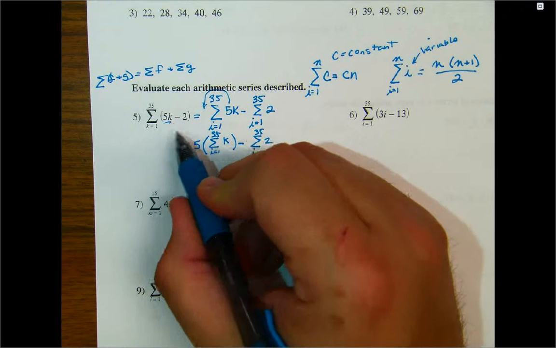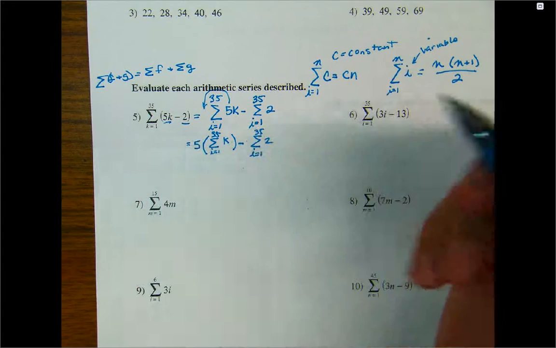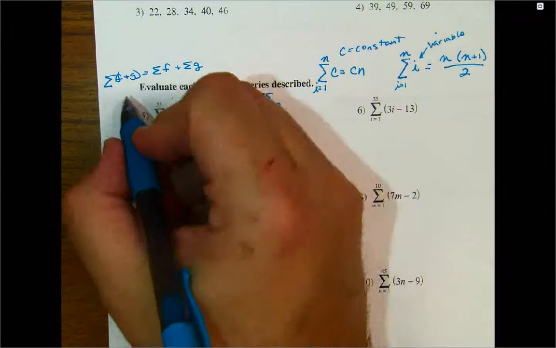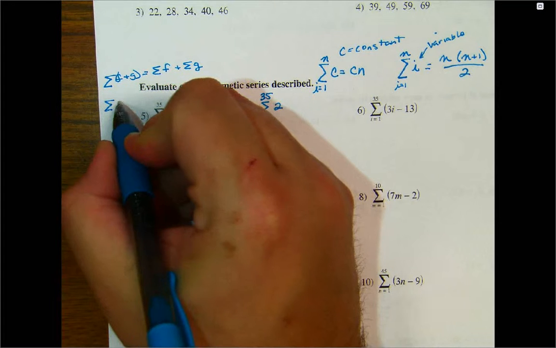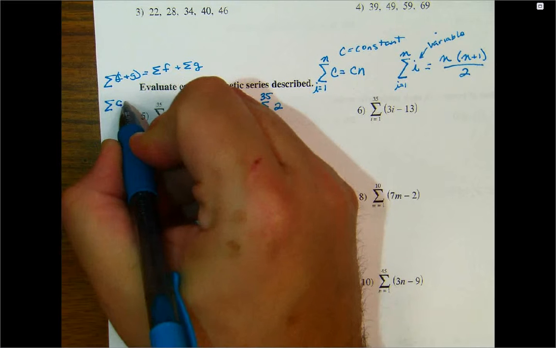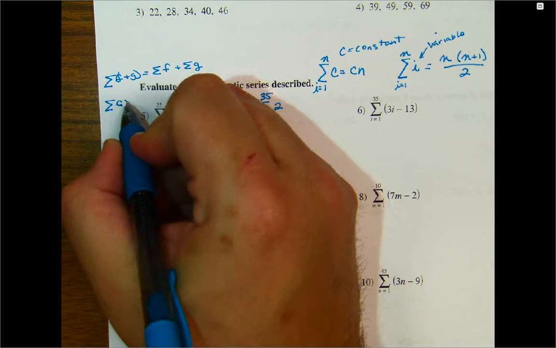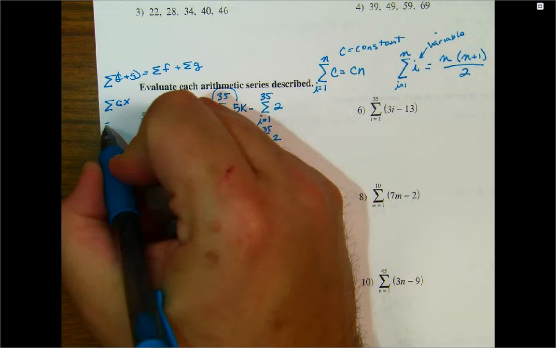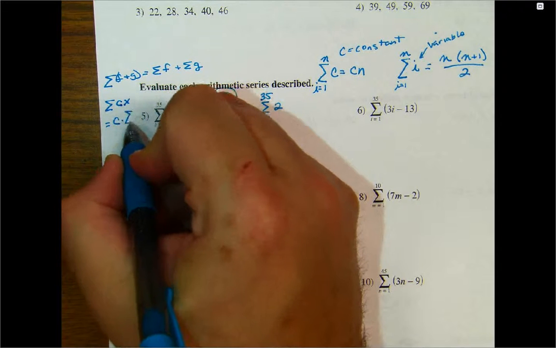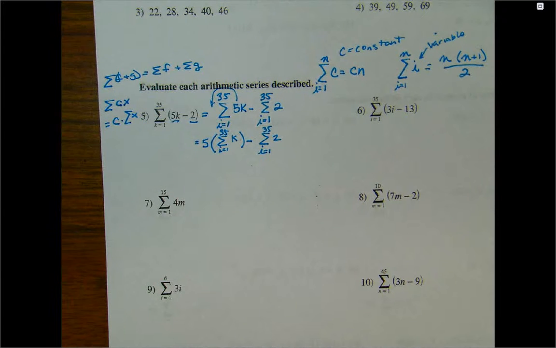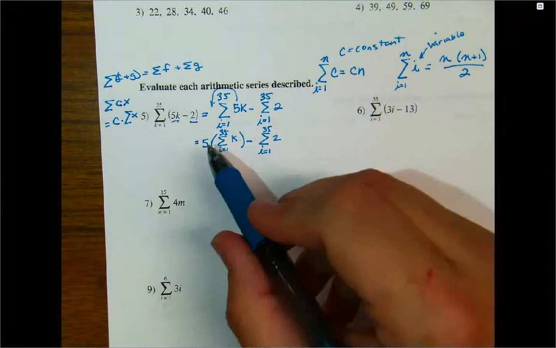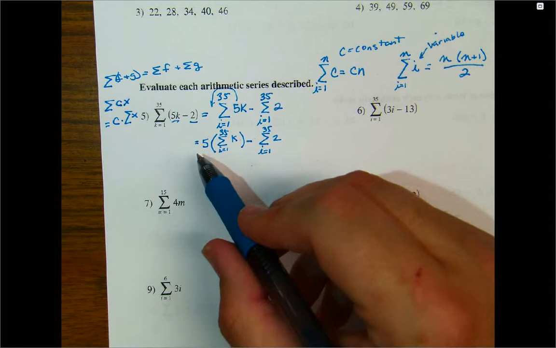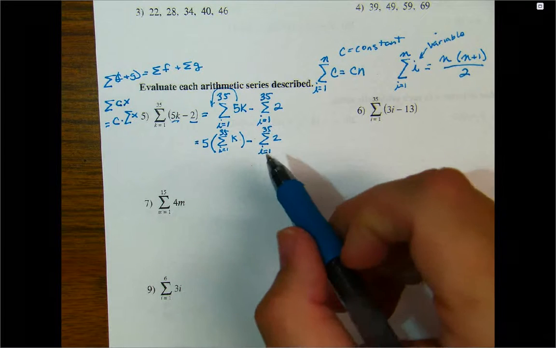Now another rule says if I have the summation of a constant times, for lack of a better thing, an x, I can rewrite this as c times the summation of x. So those are some properties with summations, because then we can use these formulas over here. I'm going to expect you to be able to do this by hand, yes.